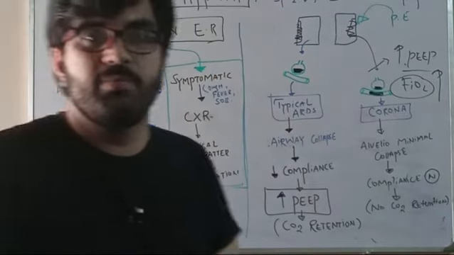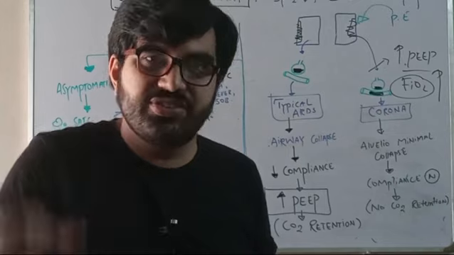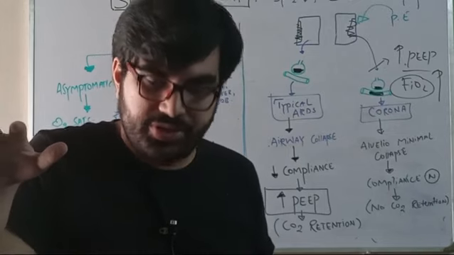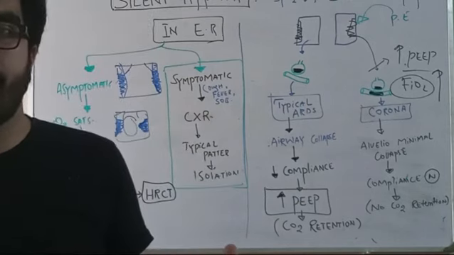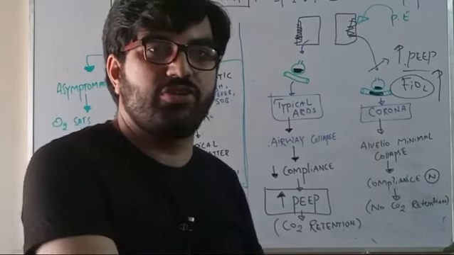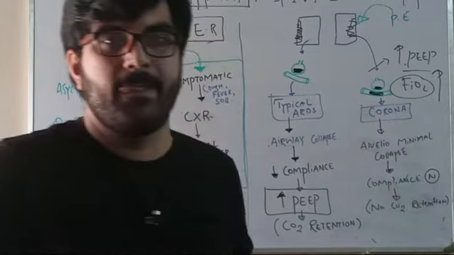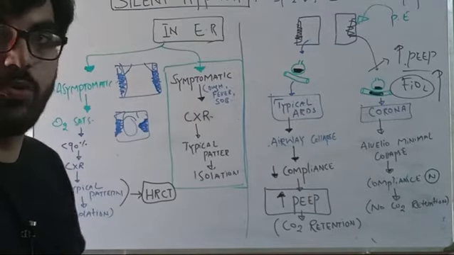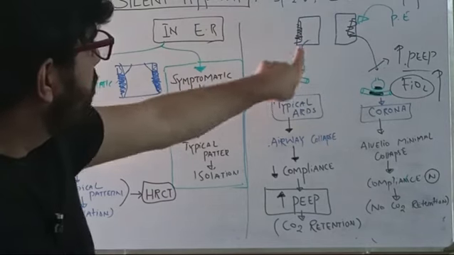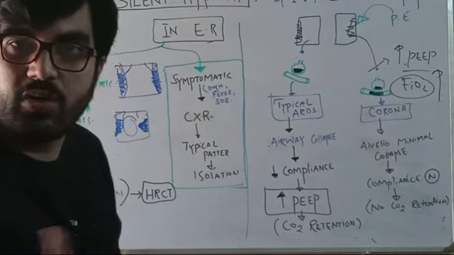Silent hypoxia means the patient is having decreased SATs, saturation is decreased, but there is no dyspnea. There is no respiratory distress. The respiratory rate is normal. If you check the oxygen SATs, that is very low. So what happens in the typical non-COVID ARDS?